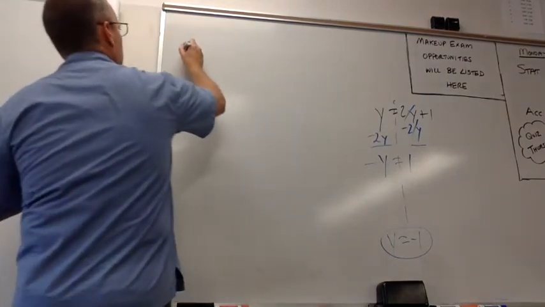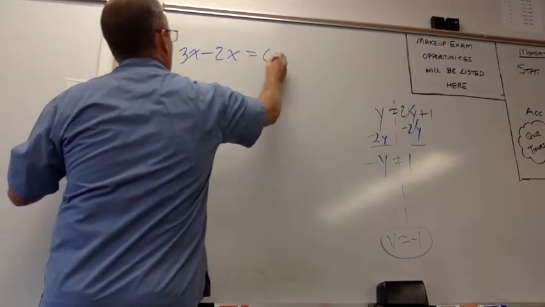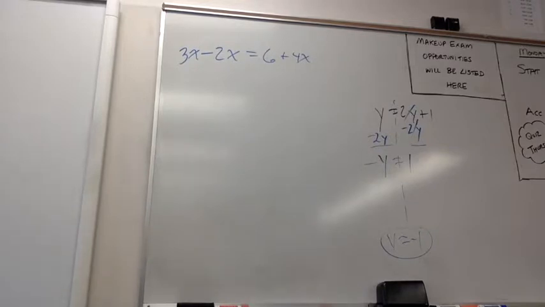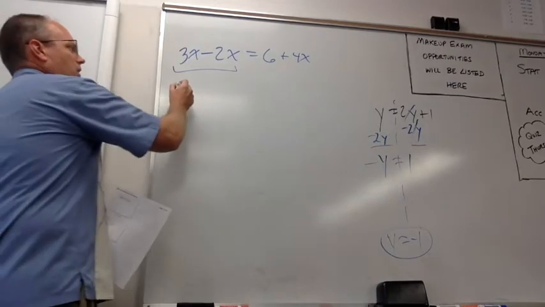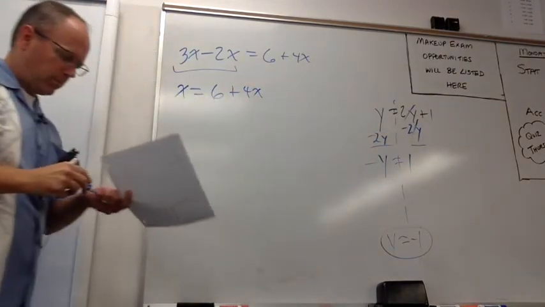Next, we have 3x minus 2x equals 6 plus 4x. Do we have like terms on this one, on the same side? Yes. I do. I have 3x and minus 2x. They are like terms. So let's combine those together. We're not moving them across. We're just combining like terms. So that's going to give me x is equal to 6 plus 4x.